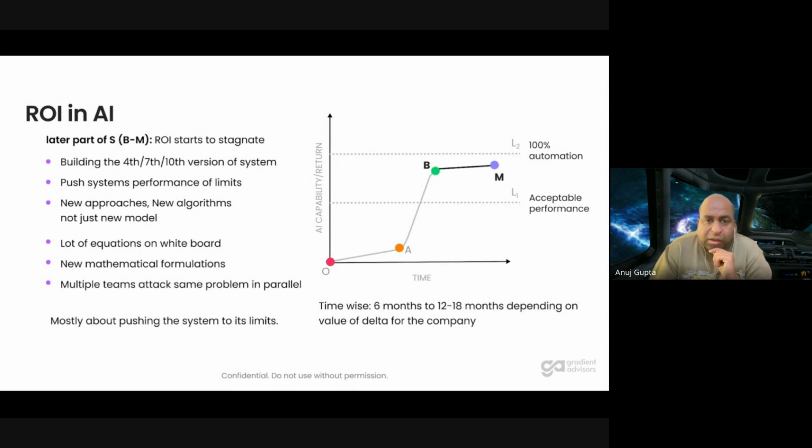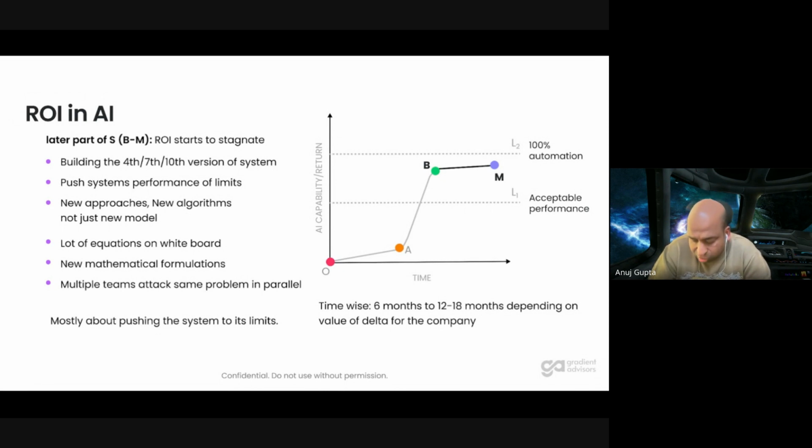Coming to the last part, this is where you have gone to a fairly advanced stage, right? You already have maybe a V4 or a V7, a version 4 or a version 7, or maybe even a version 10 of the system in place. I'm saying a system and not just a model, right? This phase typically happens only when the AI problem that you're solving is at the very core of your business.